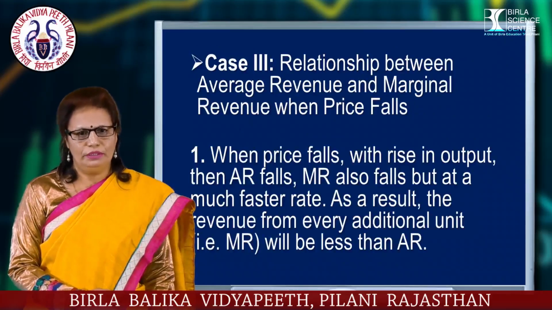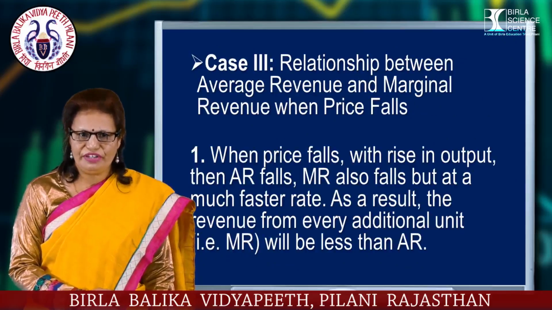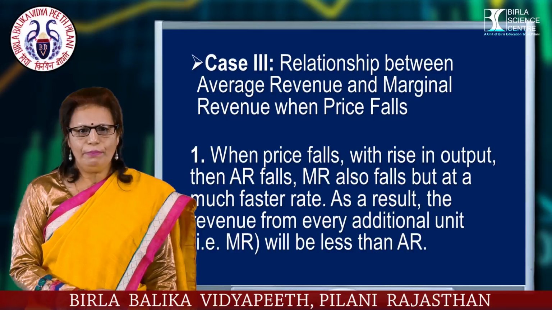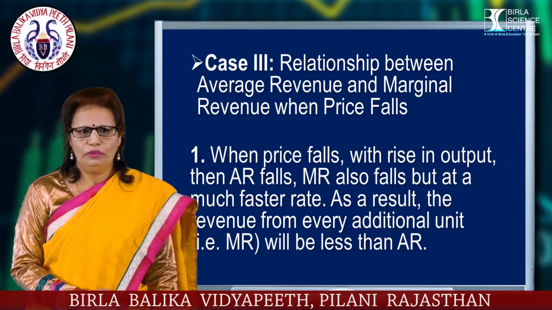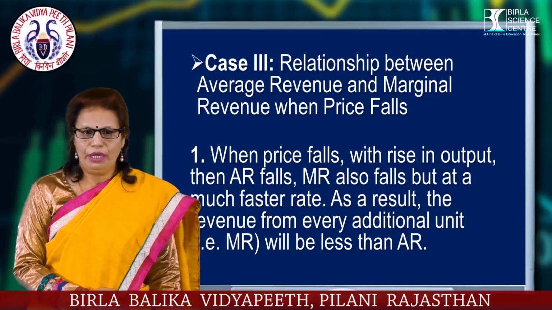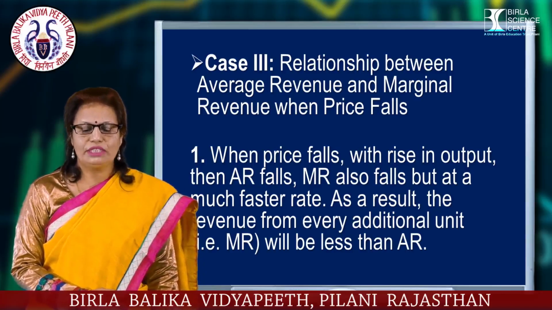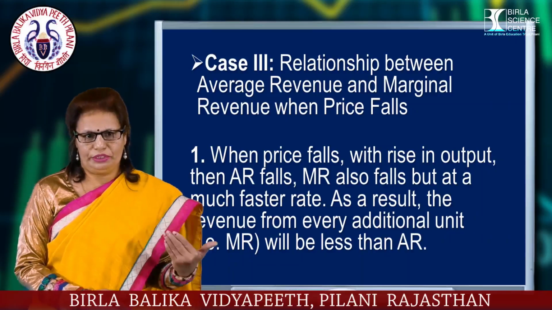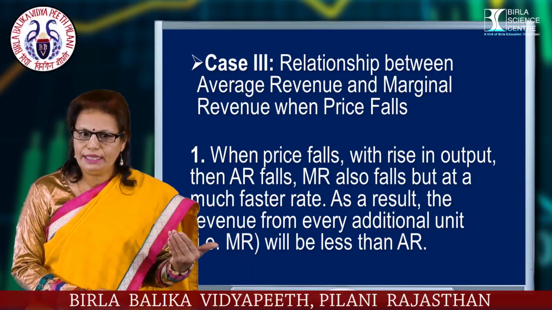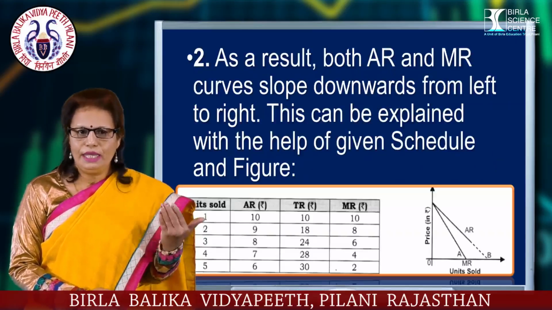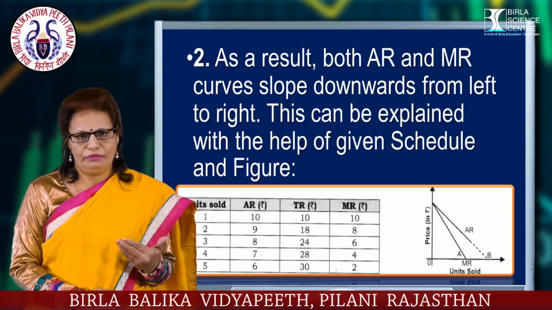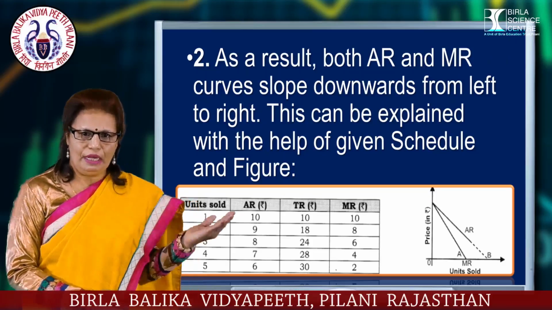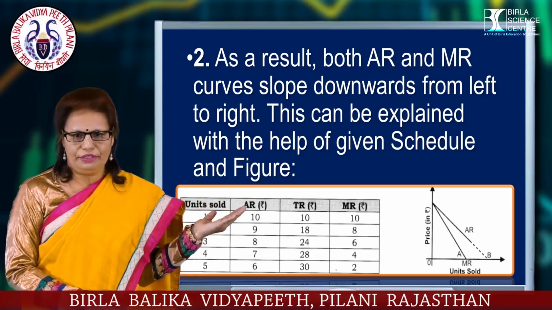Now case number three, relationship between average revenue and marginal revenue when price falls. When price falls with the rise in output, then AR falls. MR also falls, but at a much faster rate. As a result, the revenue from every additional unit, that is MR, will be less than AR. As a result, both AR and MR curves slope downwards from left to right, and this can be explained with the help of the schedule and figure.